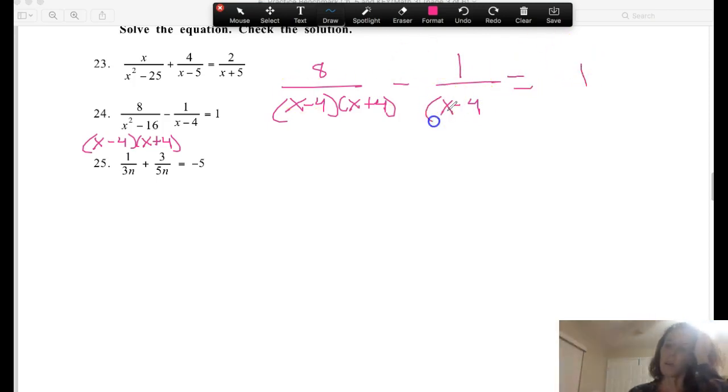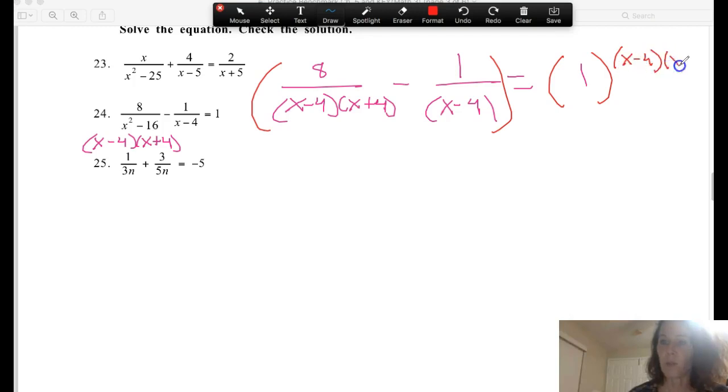Now, in order to get rid of the denominators, I'm going to go ahead and multiply both sides by the least common denominator. They each have an x minus 4 in common. This one's missing an x plus 4, and this one's missing x minus 4 and x plus 4. So this would be my least common denominator. Multiply both sides by x minus 4 times x plus 4. Multiply this side by it, and then multiply this side by x minus 4 times x plus 4.